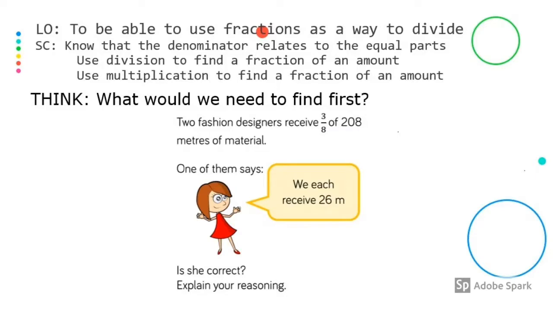You're going to answer this question yourself in a moment, but what would we need to do first? In this case, 208 is our whole, and we're wanting to find eighths of this. So what are we going to divide 208 by? Once you've done 208 divided by 8, you're going to need to multiply this by what? 3. Yes, because we're trying to find 3/8. See if your answer matches up with the fashion designer who says that both of them received 26 metres. If it does, she's correct. If it doesn't, she's wrong.